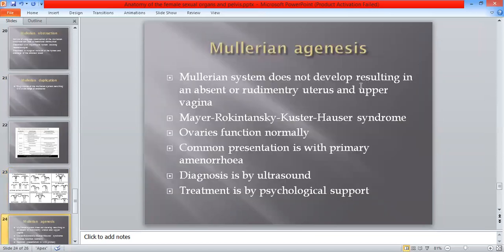One thing is agenesis. In this, the Mullerian system does not develop, resulting in an absent or rudimentary uterus and upper vagina. This is called Mayer-Rokitansky-Kuster-Hauser syndrome. In this syndrome, the ovaries function normally, but the uterus is absent. The common presentation is with primary amenorrhea, and it is diagnosed by ultrasound. In ultrasound, the uterus is absent and the ovaries are present. In this patient, the ovaries are present, so there is normal external female genitalia, but internal genitalia are absent. Internal genitalia means uterus is absent, and the treatment is just giving psychological support to the patient.